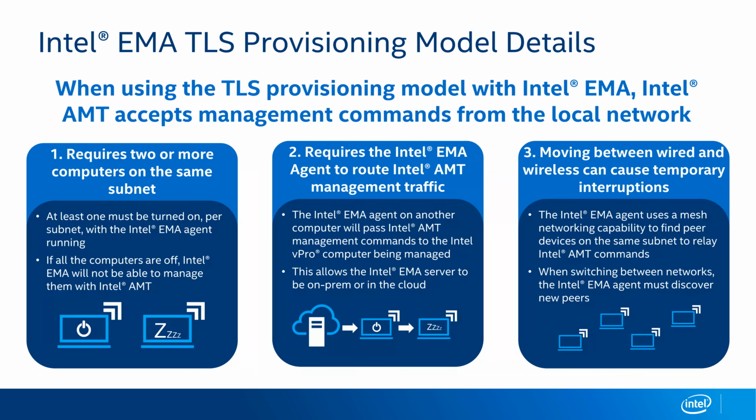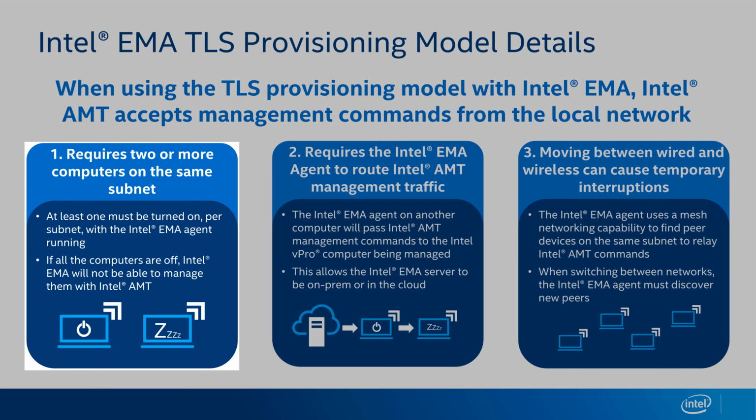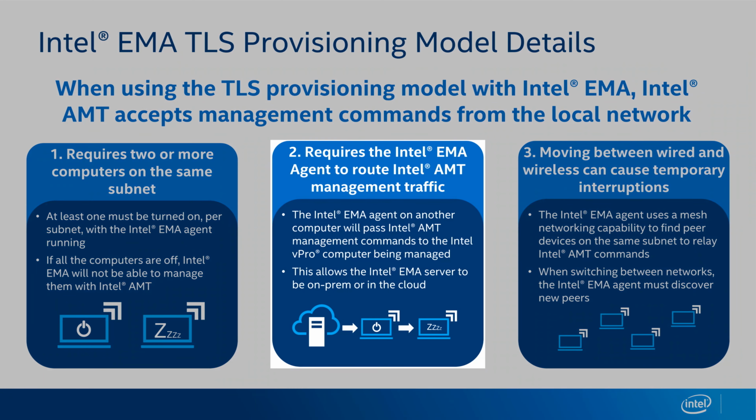Now, digging a little deeper with Intel EMA and TLS provisioning, there are a few things you need to keep in mind when you use this particular provisioning model. First, you need to have at least two computers on the same subnet for this to work. And that's because, number two, we pass the management traffic from one computer on that network to another. The idea being that you could have an Intel EMA server that's in the cloud that does not have direct access to the network that the devices are on, and therefore cannot send those direct commands to AMT. Therefore, we pass the traffic through another Intel EMA device on that same network, and it's actually using the Intel EMA software agent to enable that communication.